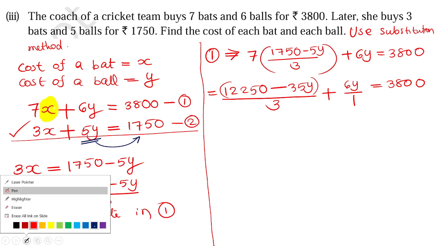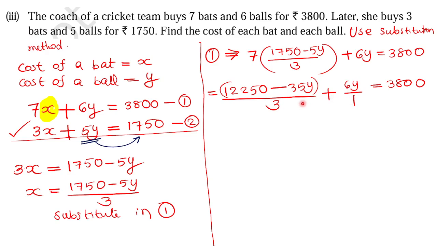Now I am going to add two fractions. To add two fractions, we have to do the cross multiplication like this. Cross multiplication means multiply like this. 1 into this, this number itself, 12250. 12250 minus 35y. Plus sign is there. Now cross multiply like this. In this way we add the fractions.